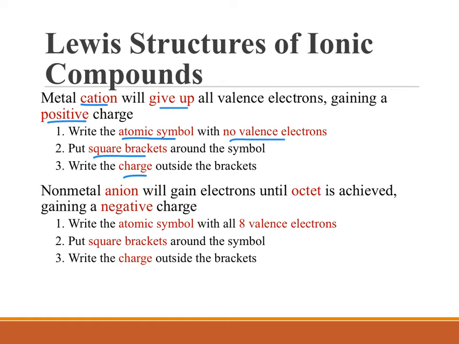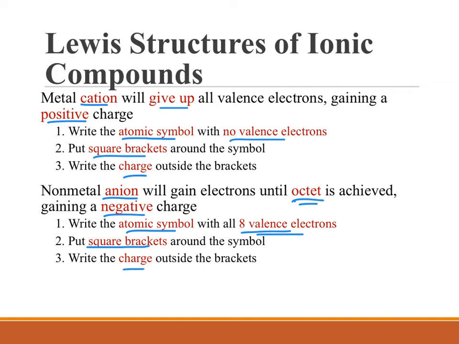The negative nonmetal, the anion, will gain electrons until it has an octet. So however many spaces need to be filled until you make it to those 8 electrons, or however many are going to be filled in an ionic compound. And the negative charge will then be appropriate to how many extra electrons have been added. In writing your nonmetals or your anions, you do your atomic symbol and show all 8 valence electrons. So you don't show any electrons on the positive ion, you do show all 8 electrons on the negative ion. You put square brackets around the symbol and the electrons and put the charge on the outside of the brackets.